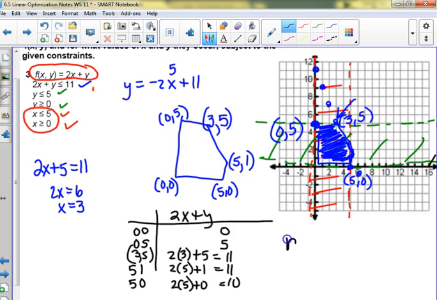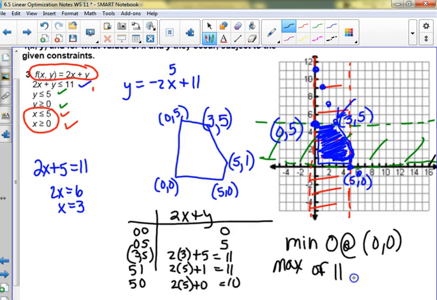Okay, so the minimum of 0 occurs at 0, 0. And the maximum of 11. Now, yes, I think it actually occurs not only at 3, 5, and 5, 1, but any points in between those would also work on that line.